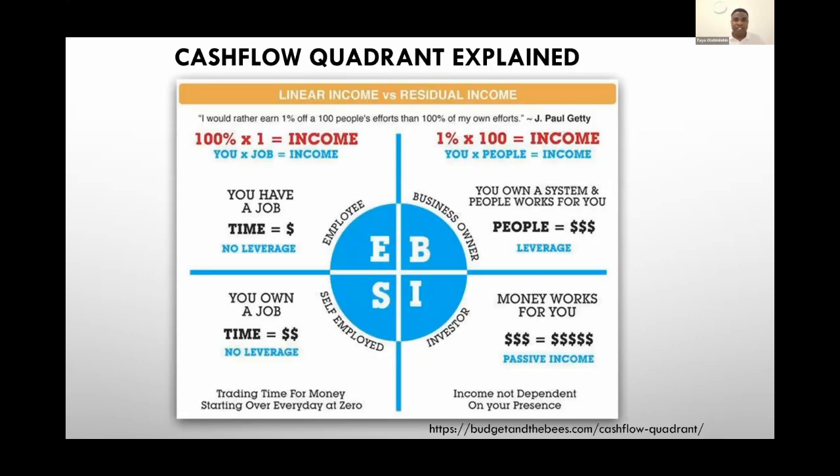If you look at it in this diagram, if you are an employee, you hope you have a job. There is no leverage. If you are self-employed, you own a job. Okay, you make more money, but there is no leverage. Okay, but if you are a business person, you have leverage because a lot of people are working for you. You and a lot of people equals your income. You own a system. People work the system for you. You make money. When you become an investor, your money is actually working for you. It's passive income.